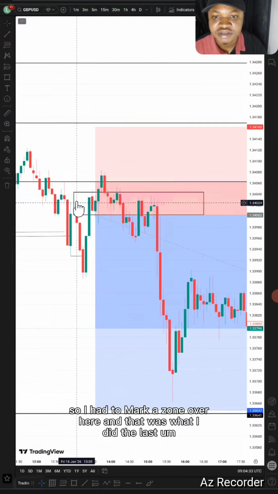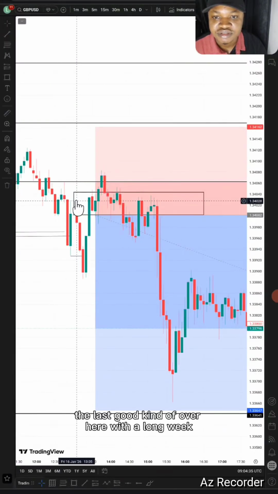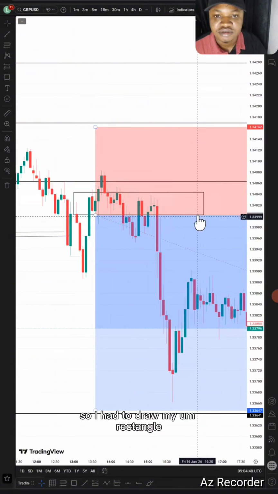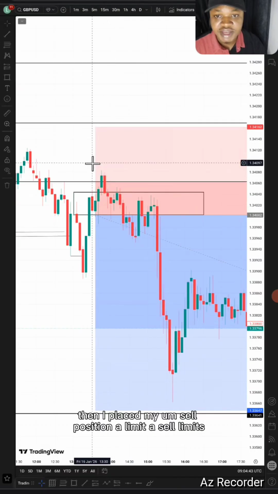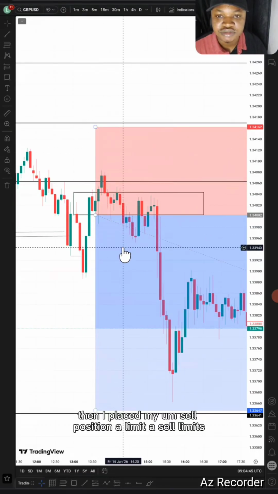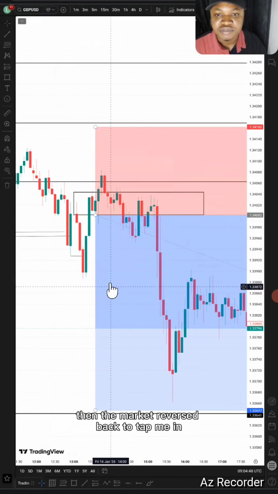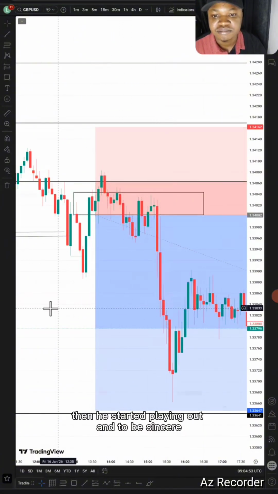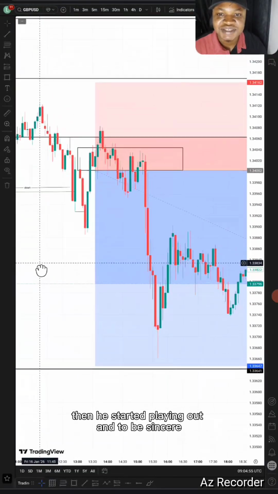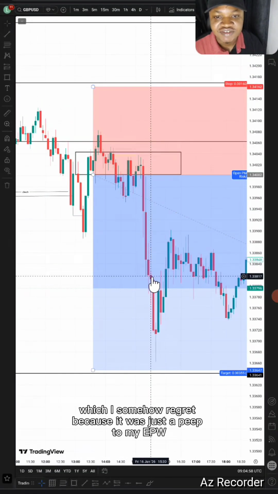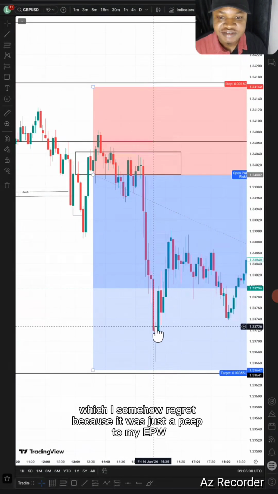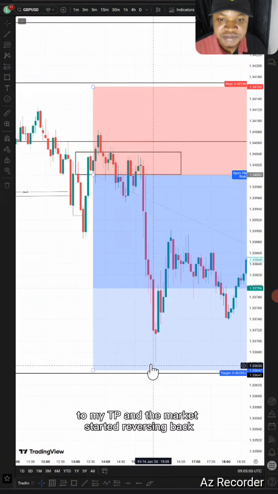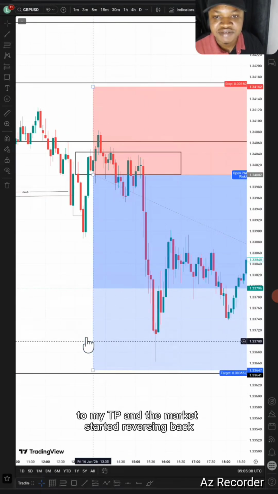The last green candle over here with a long wick, so I drew my rectangle. Then I placed my sell position, a sell limit. Then the market reversed back to tap me in. Then it started playing out, and to be sincere, I didn't monitor this trade, which I somehow regret, because it was just a peep away from my TP, and the market started reversing back.